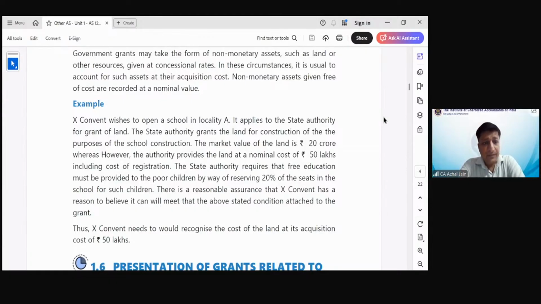What is that? Land. But now the question arises, at what value this land should be recognized? Should it be recognized at the market value, which is 20 crore, or the amount which is required to be paid to the government? Only 50 lakhs. So it will be nominal value, means 50 lakhs. Will not be recording this at market value. Okay, so whenever there is a non-monetary grant, such a non-monetary grant is required to be recorded at the nominal value. Clear? Everyone clear so far?